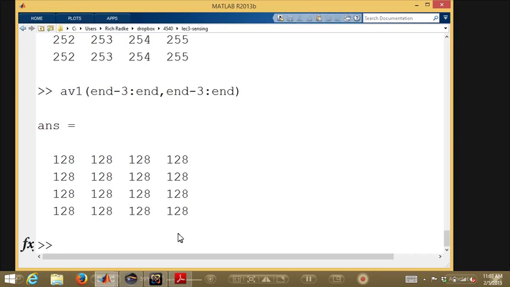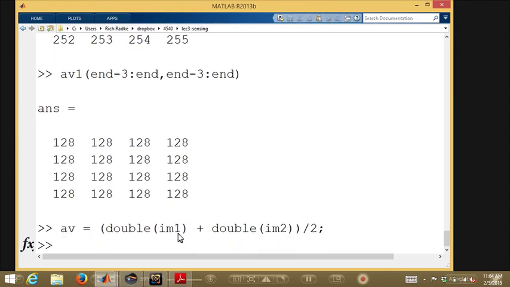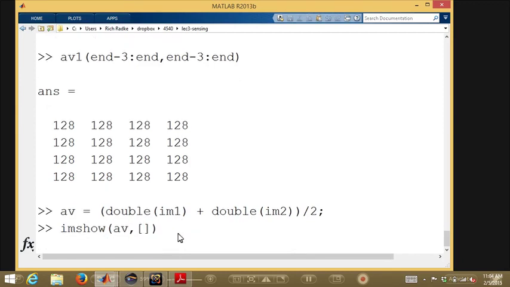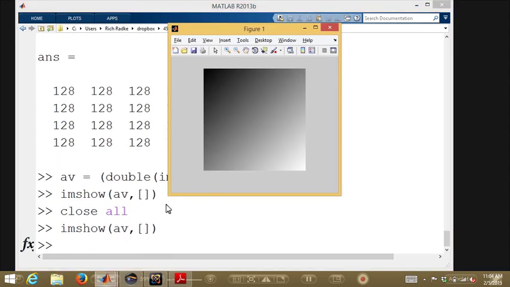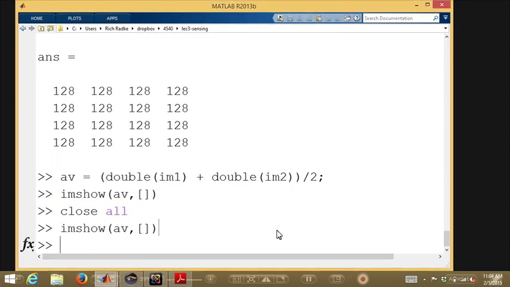And so the safest thing to do, which is a little bit clumsy, would be to do something like this, where I'd say the average is equal to double M1 plus double M2 over 2, right? So now this is going to be a double, and if I were to look at this and say scale it from here to here, then I'm going to get something that looks like my continuous ramp.